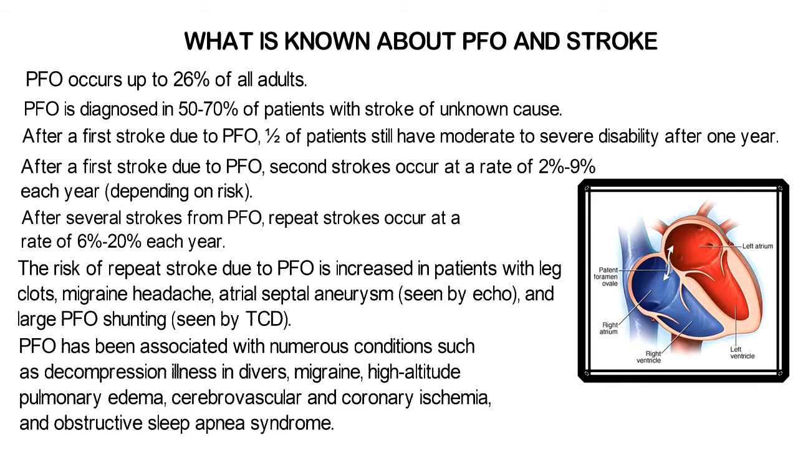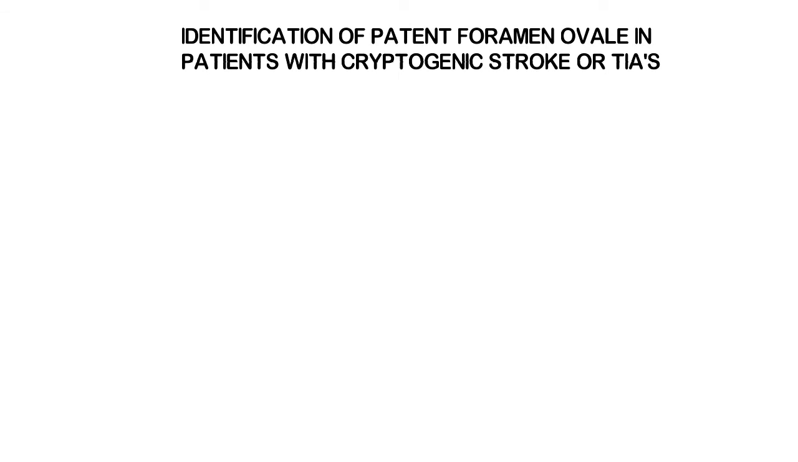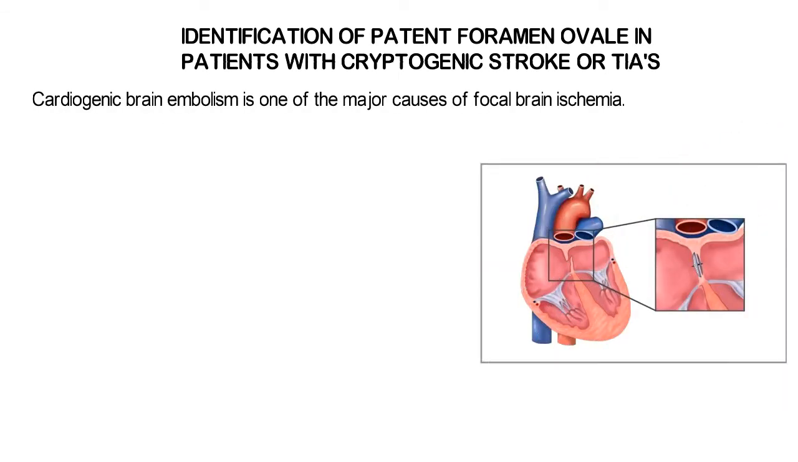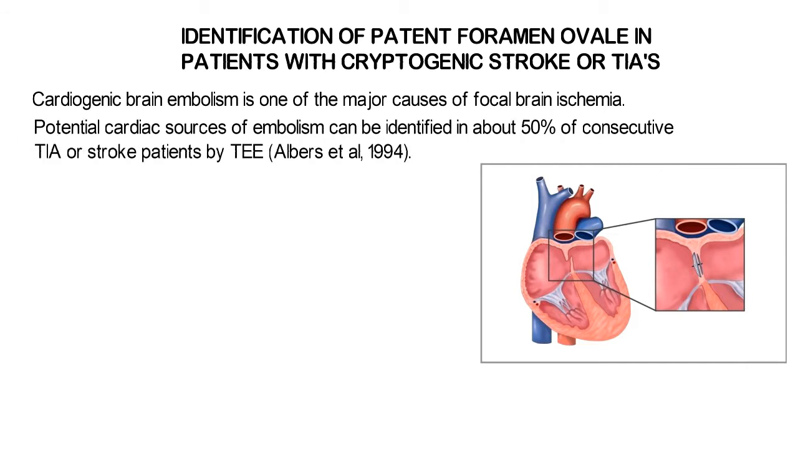PFO has been associated with numerous conditions such as decompression illness in divers, migraine, high-altitude pulmonary edema, cerebrovascular and coronary ischemia, and obstructive sleep apnea syndrome. Identification of patients with patent foramen ovale in cryptogenic stroke or TIAs. Cardiogenic brain embolism is one of the major causes of focal brain ischemia. Potential cardiac sources of embolism can be identified in about 50% of consecutive TIA or stroke patients in TEE.